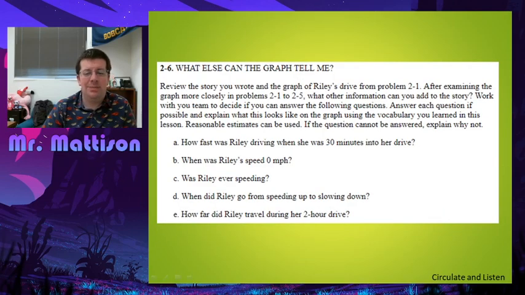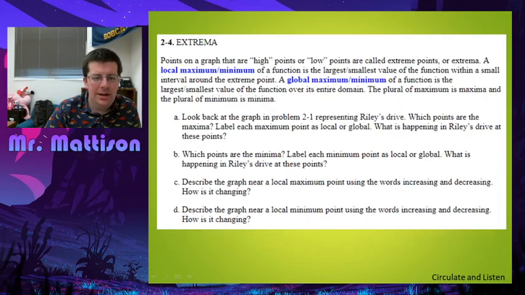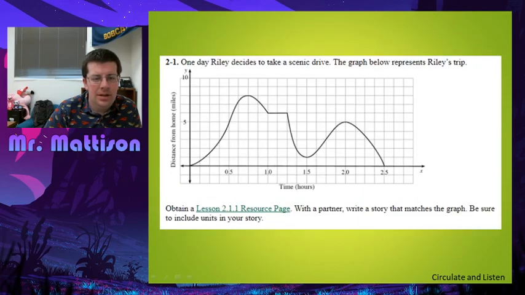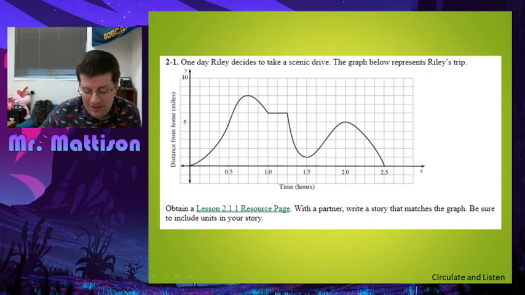Was Riley ever speeding? Well, looking here, probably not, because again, we were averaging like 10.6 miles per hour from here to here. Here to here, we're having a change of 1, 2, 3, 4, 5 miles in 15 minutes. So really, we're probably not speeding unless this town has some very, very low speed limits.